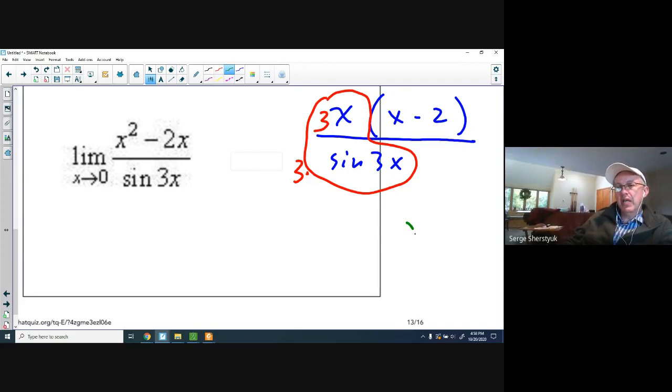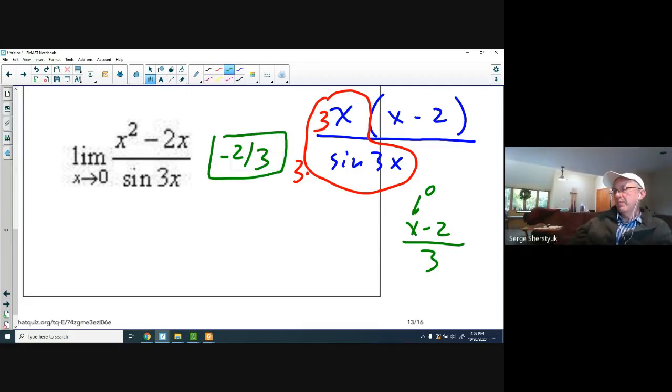So what I have here is x minus 2, which I don't need to write, and down here I write 3. So that's what the limit simplifies to. Now let's literally just plug 0 in. You're going to get negative 2/3. You can pause and reflect on it. But yeah, that's the answer.